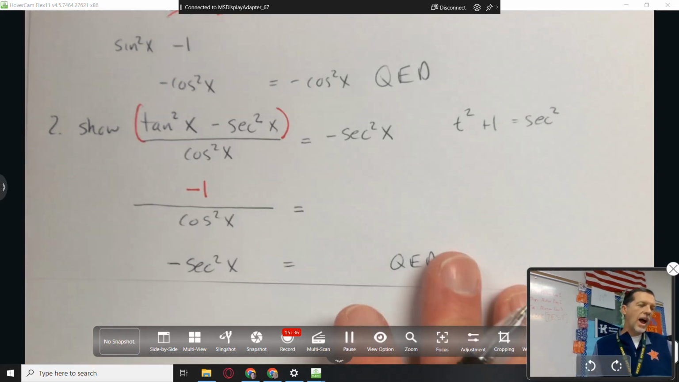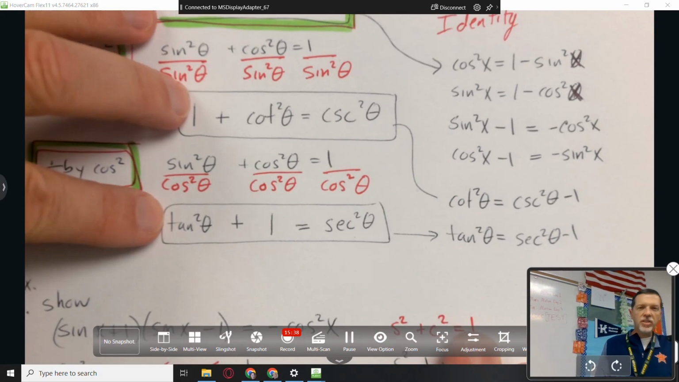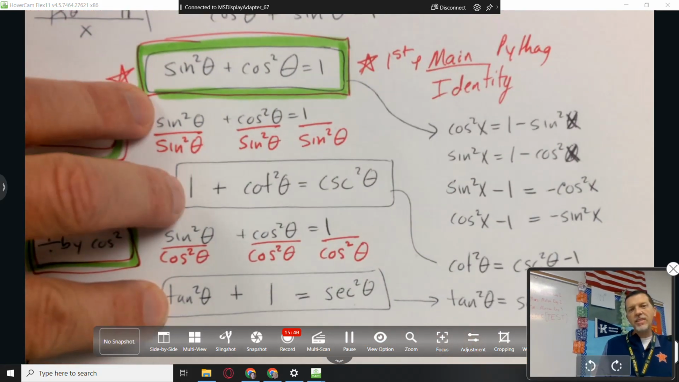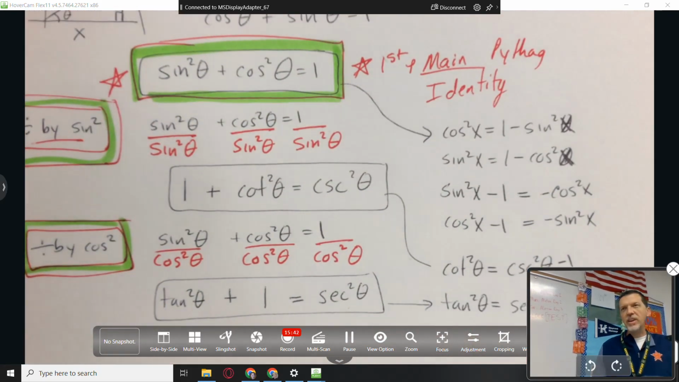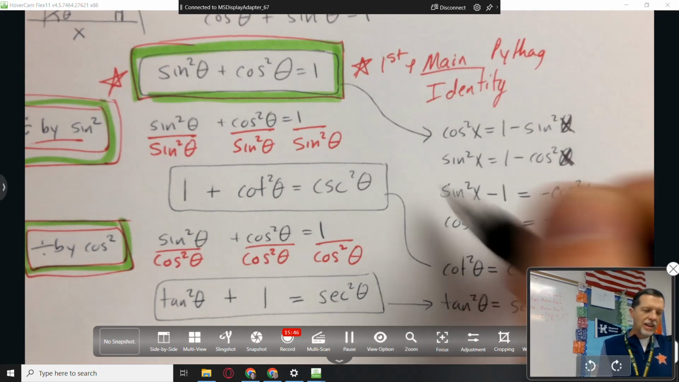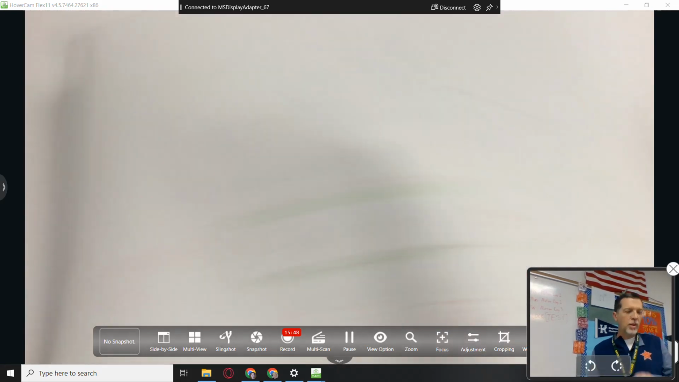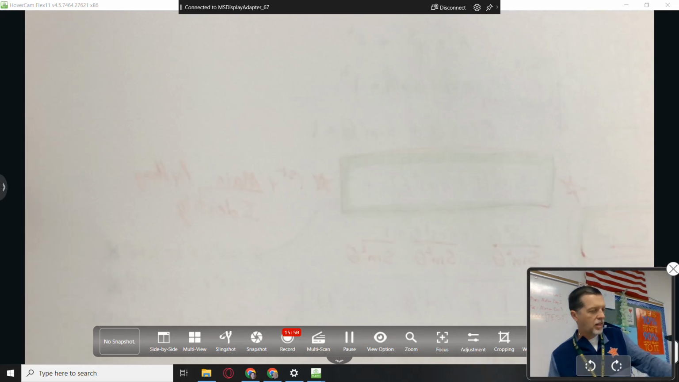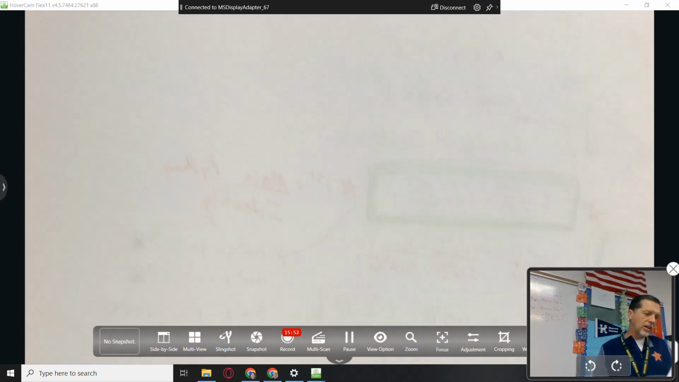So again, today's worksheet, have those three Pythagorean identities handy, and know how to move things around. I would not write every possibility out like I did. Just know that sometimes you've got to add and subtract things to get the format that you like or that you need.